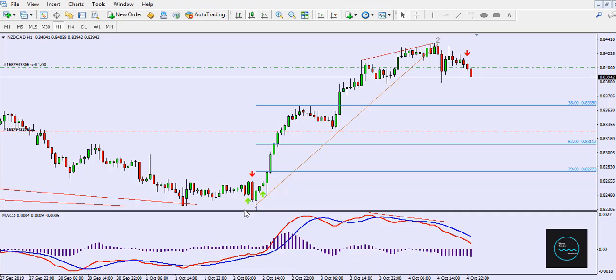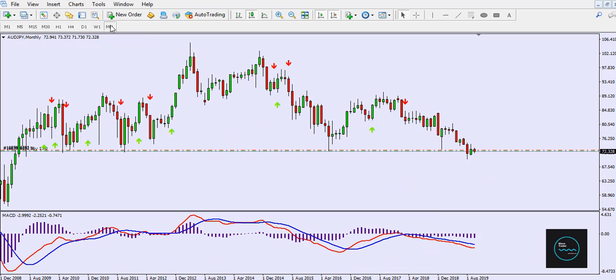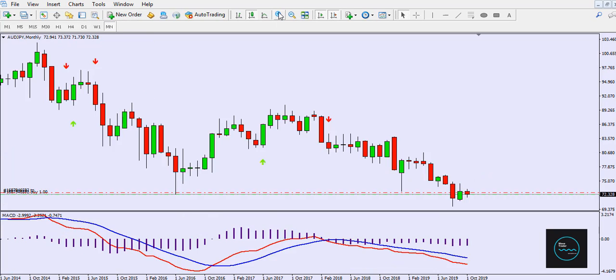Now we have one more currency pair to look at. So this is the Aussie JPY, Australian dollar Japanese yen pair. I'm on the daily chart right now, but let's go to the monthly chart and look. So on the monthly chart, you can see that it's been in a consistent downtrend. Okay, so what we have here is a bounce, even though the trend is down. So there's nothing much to see after that.